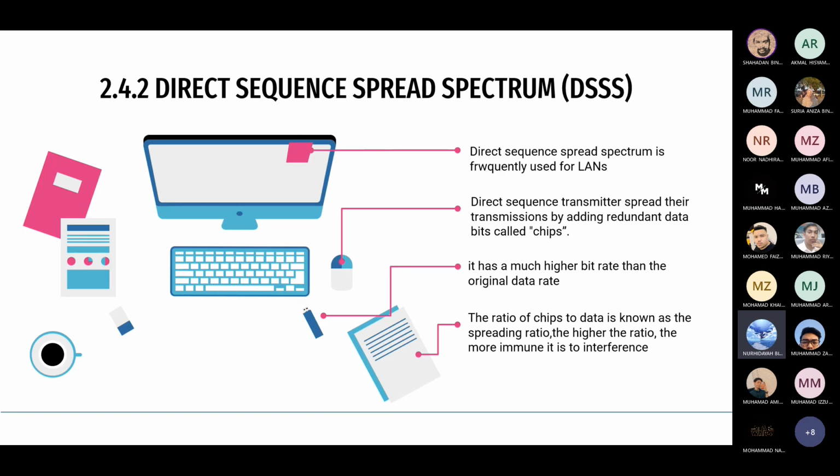Next is the direct sequence spread spectrum, the DSSS. Direct sequence spread spectrum is frequently used for LANs. Direct sequence transmitters spread their transmissions by adding redundant data bits called chips. It has a much higher bit rate than the original data rate. The ratio of chips to data is known as the spreading ratio. The higher the ratio, the more immune it is to interference.